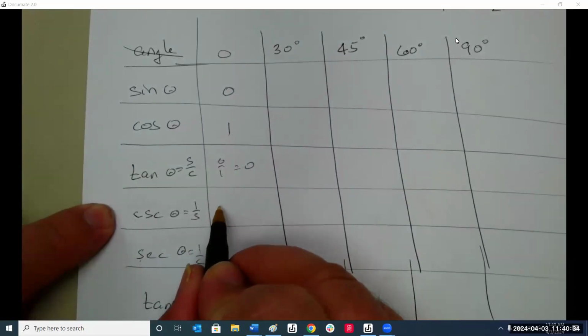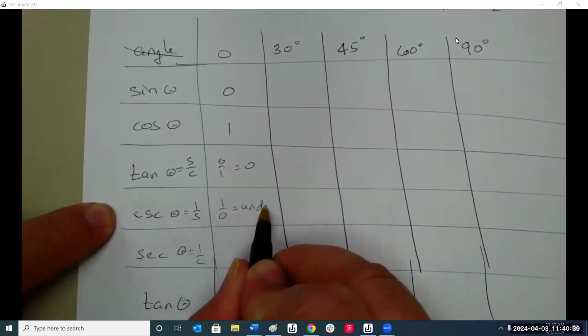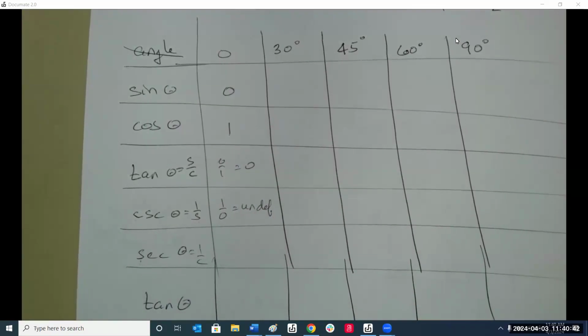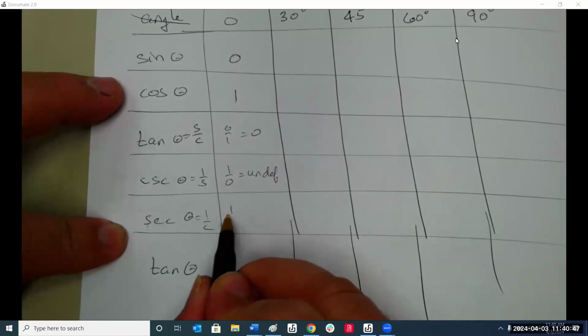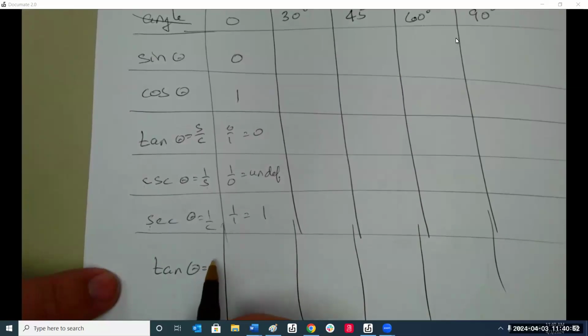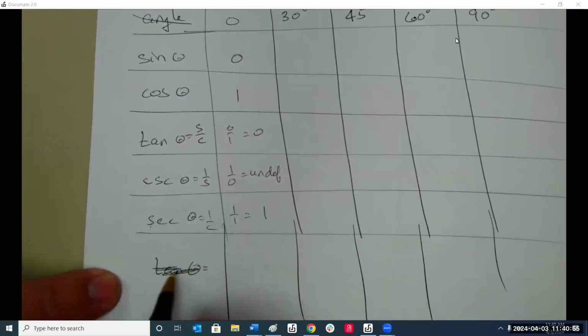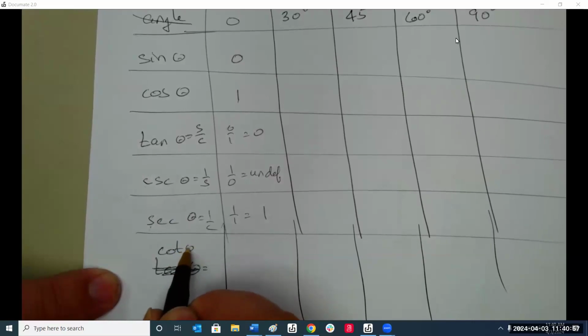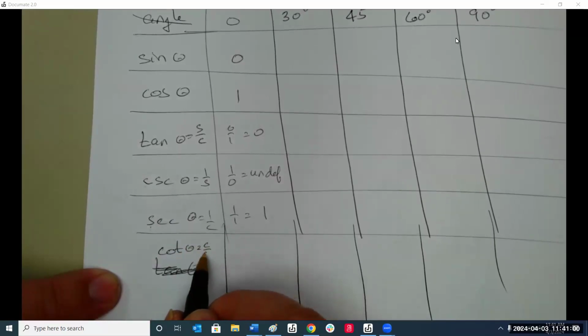So cosecant is 1/sine, which is 1/0, which is undefined. Secant is 1/cosine, 1/1, which is 1. Cotangent is cosine over sine, or 1 over tangent. So we have 1 over 0, which is undefined.